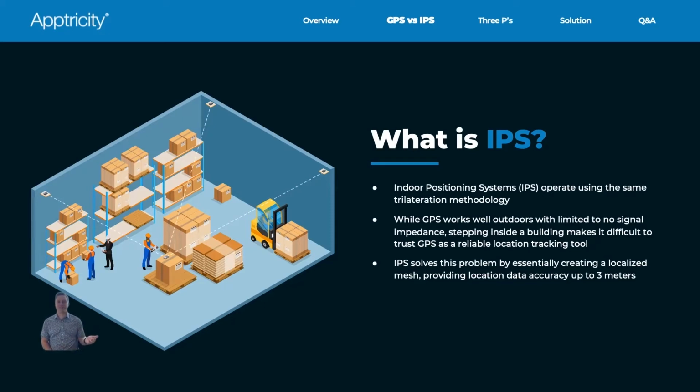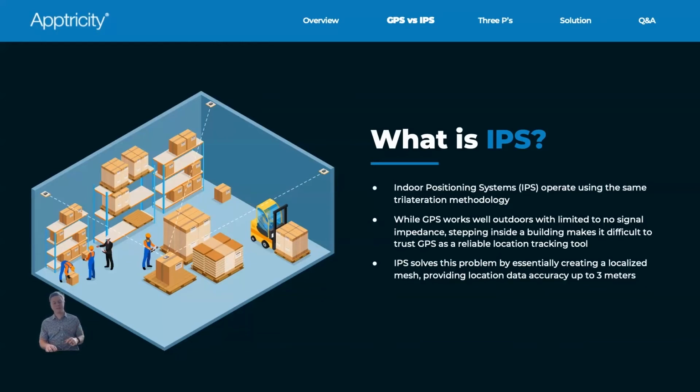I find this often in our building. If I'm testing our GPS solutions with Aptricity and I'm in the middle of our building, I'm not going to get good readings. If I get closer to the window, it'll be better, but it still won't be great. And so this is why we use IPS instead of GPS for indoor.